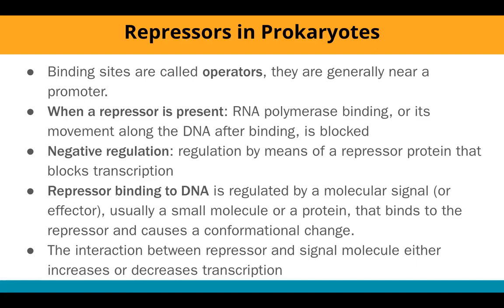When you have negative regulation, this is regulation by means of a repressor protein that blocks transcription. Once a repressor binding to DNA is regulated by a molecular signal, usually a small molecule or protein that binds to the repressor, it causes a conformational change. And the interaction between the repressor and the signal molecule either decreases or increases transcription. It actually depends on the signal.